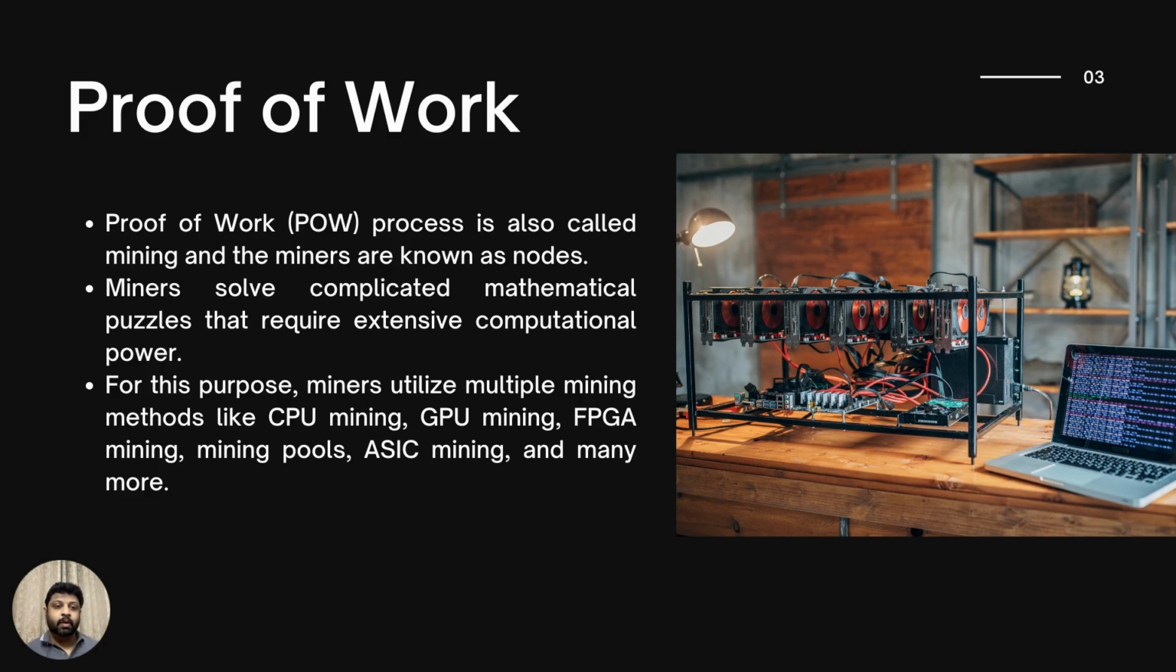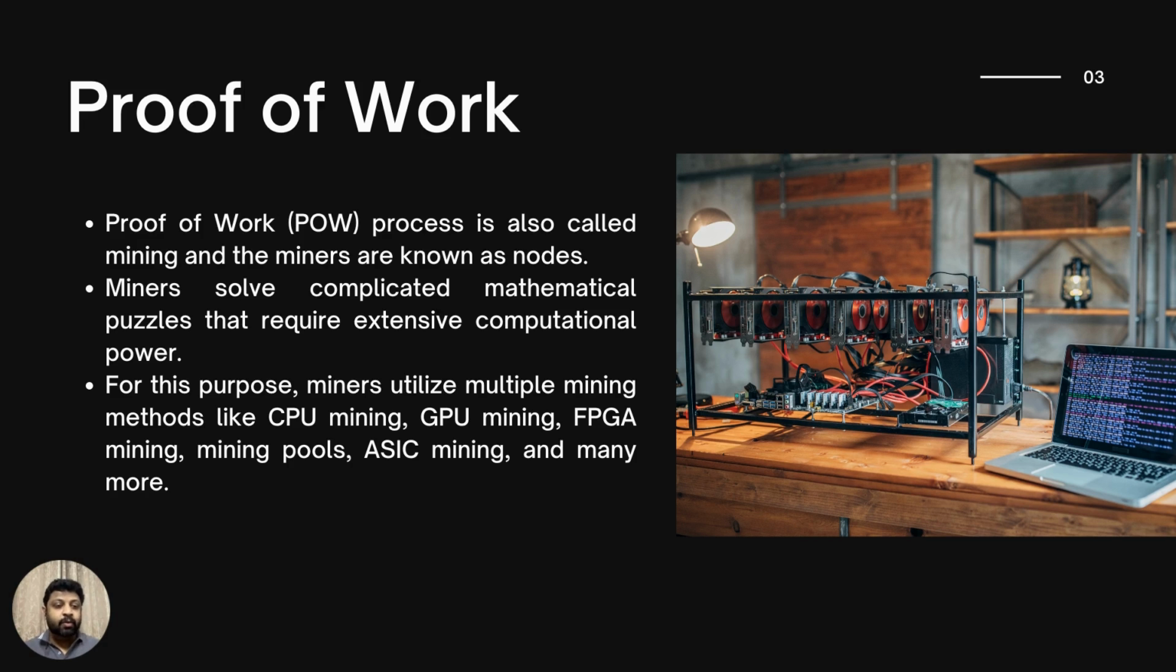Proof of work, also known as POW. So proof of work is one of the first ever consensus mechanism used in a blockchain network. And one of its famous utility is Bitcoin. Proof of work process is called mining and the miners are known as nodes. Miners solve complicated mathematical puzzle that requires extensive computational power. For this purpose, miners utilize multiple mining methods like CPU mining, GPU mining, FPGA mining, mining pools, ASIC mining, and many more.